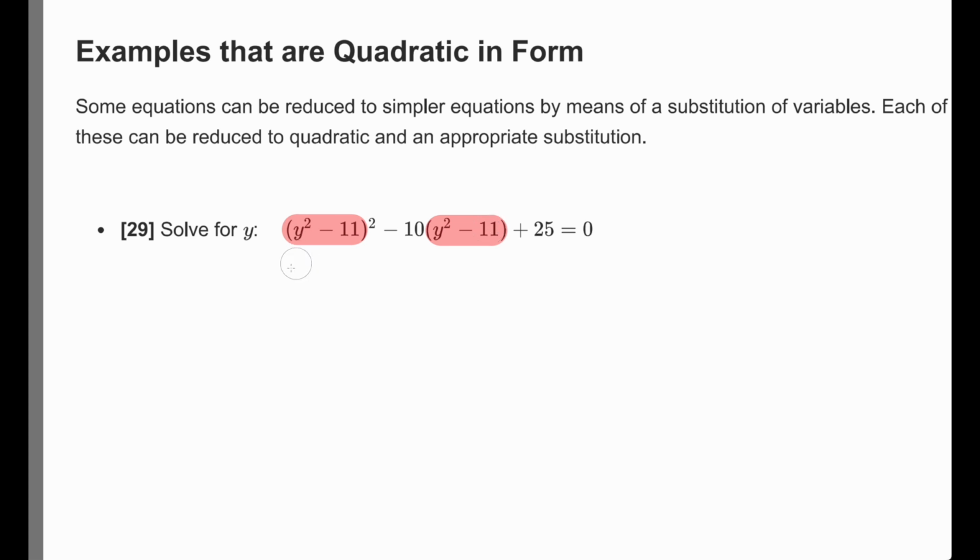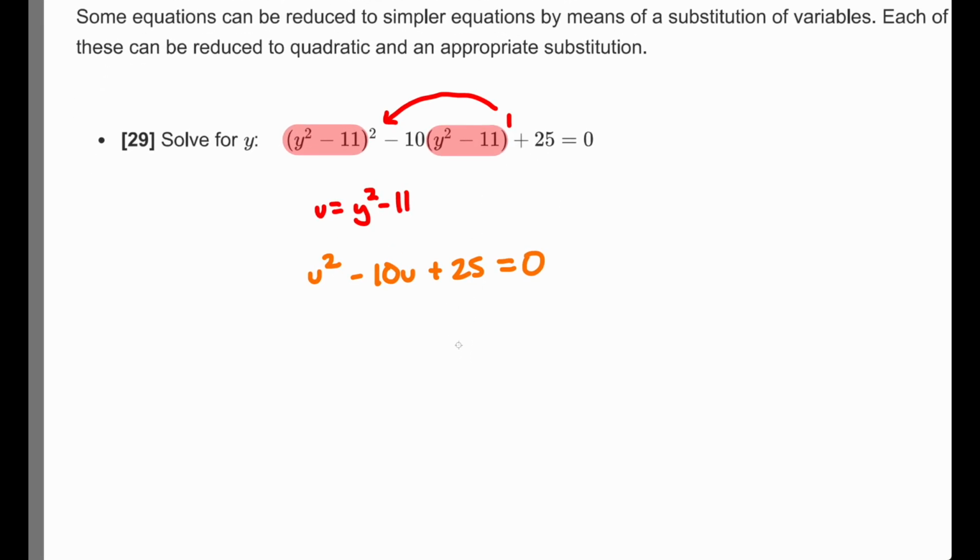If you notice that pattern where this is to the 1st power and it doubles, and you get this over here, what you can do is actually set u equal to y squared minus 11, and then rewrite that entire original equation to be u squared minus 10u plus 25 equals 0. So what's highlighted in red, I turn it into u. Now we can actually solve this using the quadratic formula, where we couldn't do that the way it was originally written. Whenever you can do this with an equation, that means it is quadratic in form.